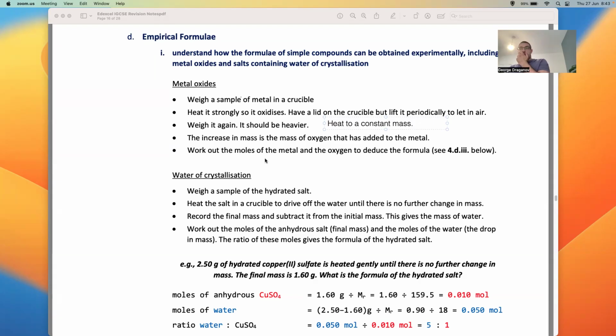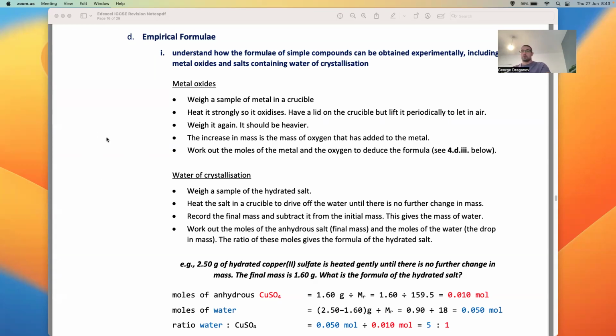You will then need to work out the moles of the metal and the oxygen from their masses. So if you subtract the crucible mass as well, which you should have checked, you can find exactly how much metal and how much oxygen was gained. Because if you take your metal oxide, so say you started with 3 grams of magnesium, and it turned into 5 grams of magnesium oxide, then 2 grams must be oxygen, the difference between the two.